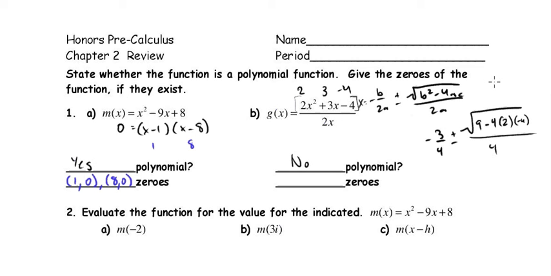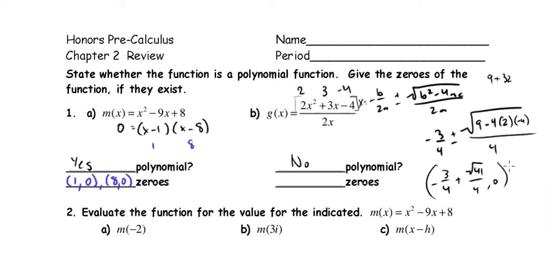And so we got to do a little bit of cleaning up over here. So we got 9 minus a negative, so this is going to be plus. 4 times 2 is 8. 8 times 4 is 32. And so we have the square root of 41. And that's going to be our final answer. So negative 3/4 plus the square root of 41 over 4, comma 0.